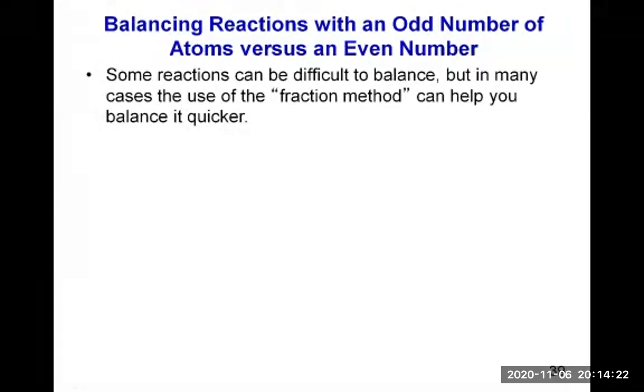So this is the 5th video on chapter 6, and we will learn to balance equations when there is an odd number of atoms versus an even number of atoms of one kind between the left and right side of an equation. So some reactions can be difficult to balance, but in many cases the use of the fraction method can help you balance it quicker. Let's go through an example.